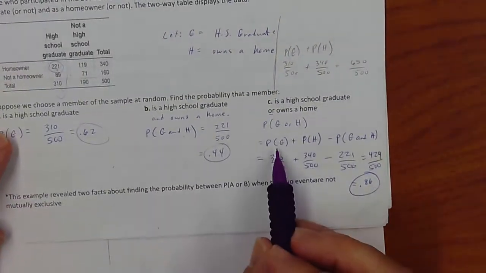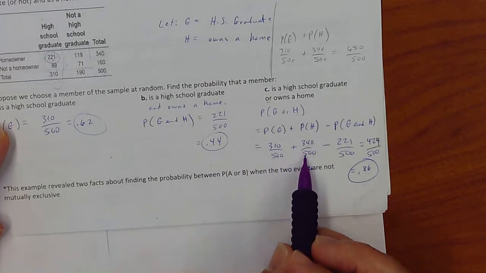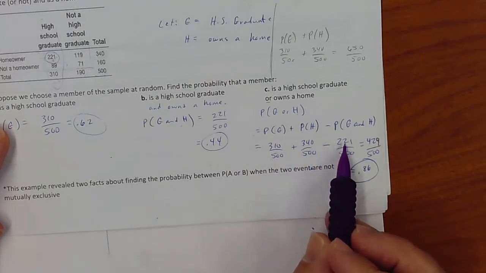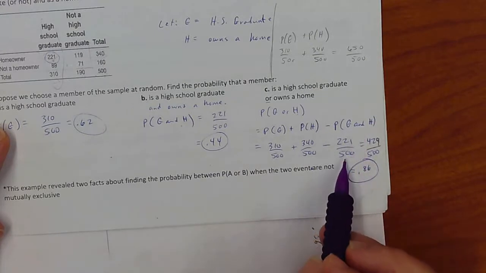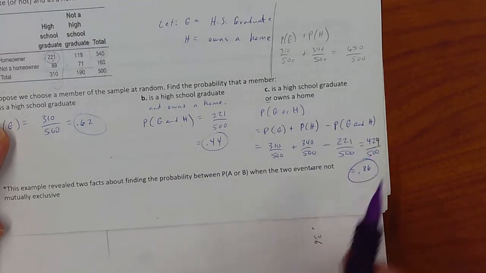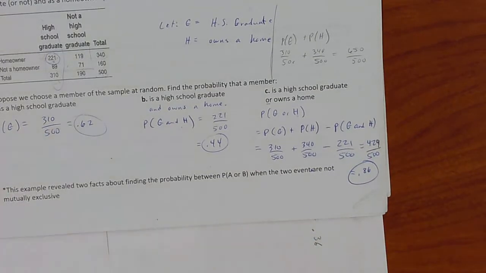All right, so here's the work. There's the 310 plus the 340 minus the 221, the G and H. So we get 429 out of 500, 86% chance. Okay? All right, let's go to the next page.